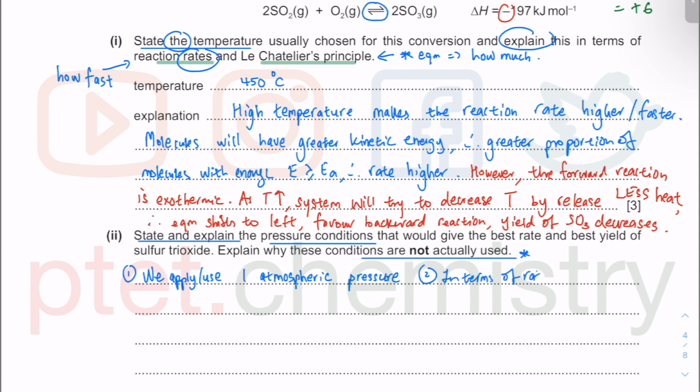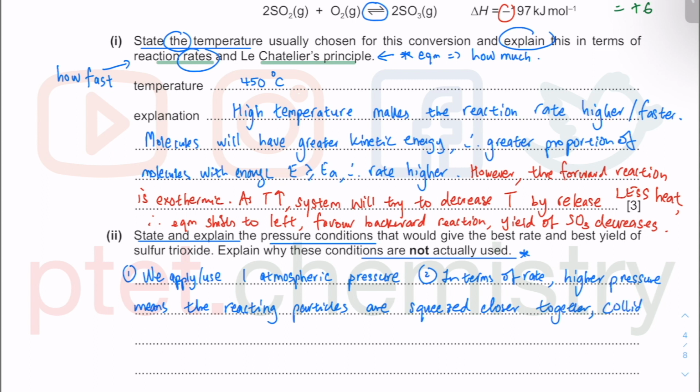higher pressure is good, because higher pressure means the reacting particles or the reacting molecules are squeezed much closer together, and therefore in terms of collision frequency, they will collide more frequently, and when they collide more frequently, the rate is faster, so the rate of reaction is faster.